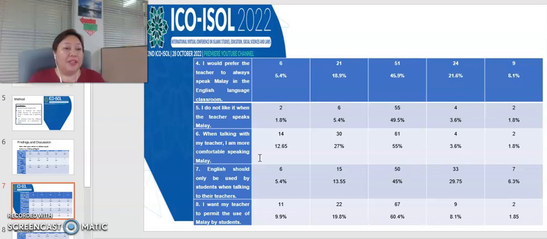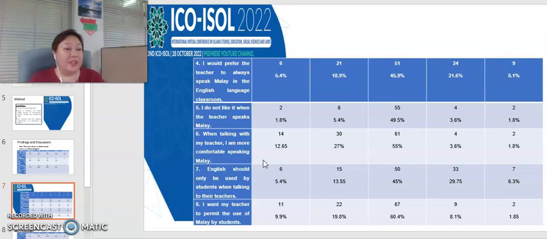Question 4, preferring teachers to always speak Malay in the English language classrooms. Students responded neutral at 45.9%, where they are neutral on using Malay or not using Malay for teachers in the classroom. Question number 5, I do not like it when teachers speak Malay. The finding is still neutral, 49.5%. It means that they don't mind that the teachers use Malay in teaching English.